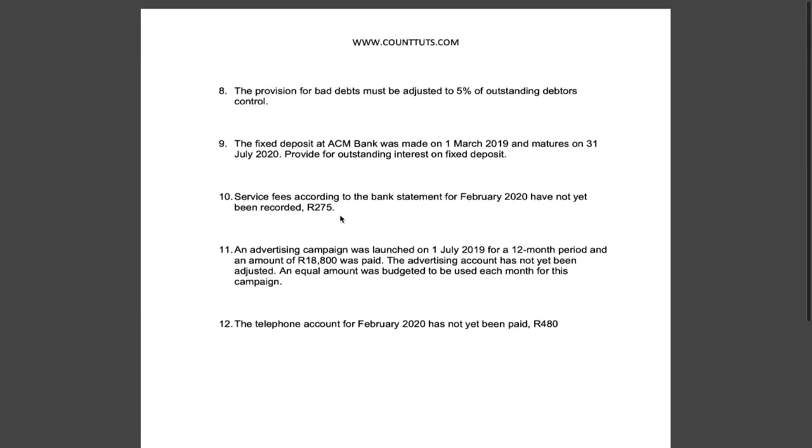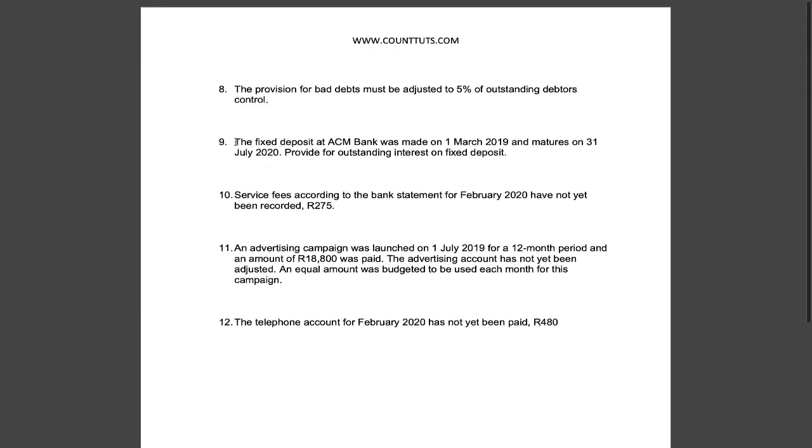Okay, number 9, we are told here the fixed deposit at ACM Bank was made on the 1st of March 2019, meaning at the beginning of this specific period, and matures on 31 July 2020. But when are these financial statements that we are completing for? It's for the 28th of February 2020. And from the 28th of February 2020 to the 31st of July 2020, that's a few months. So it's less than 12 months. That means the fixed deposit matures in less than 12 months and it is a current asset.